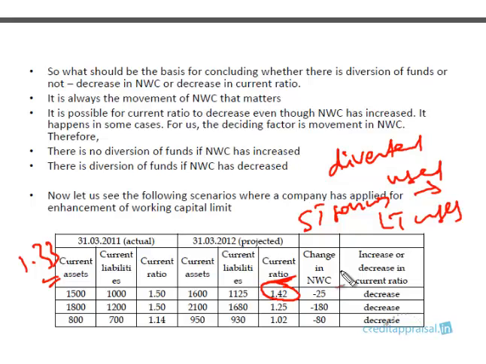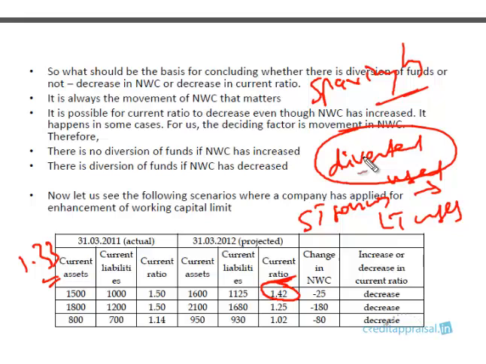It appears that prima facie there is diversion of funds, but actually this is not, because please use the word diversion of funds very sparingly, okay? Because it's a serious issue, okay? So just because NWC has decreased doesn't mean that there is diversion of funds, because still the current ratio is healthy at 1.42. Right?